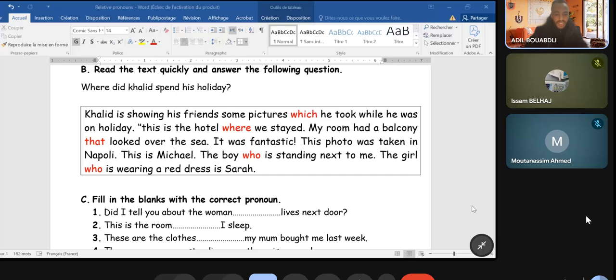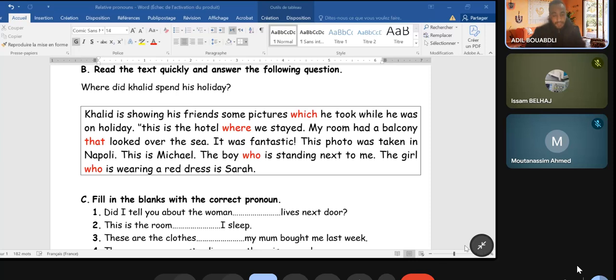Now the question is, why did we use which after pictures and where after the hotel? That's the question you need to answer, because there's a difference between the two. Yes, exactly. We use which with objects. Pictures are objects, so we use which. For example, this is the book which my dad gave me. The book is an object, so we use which. And we used where because we have a place, the hotel.